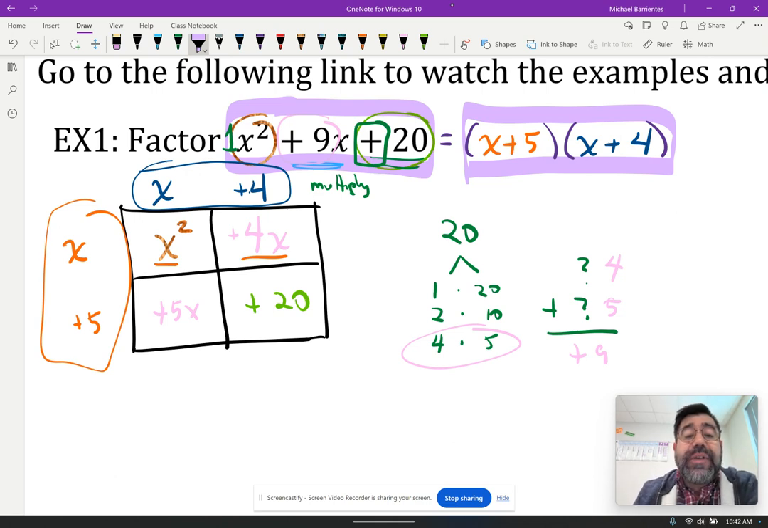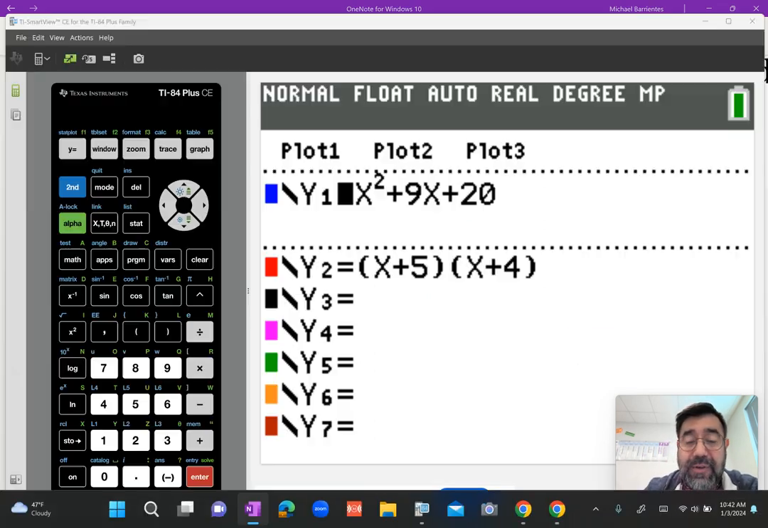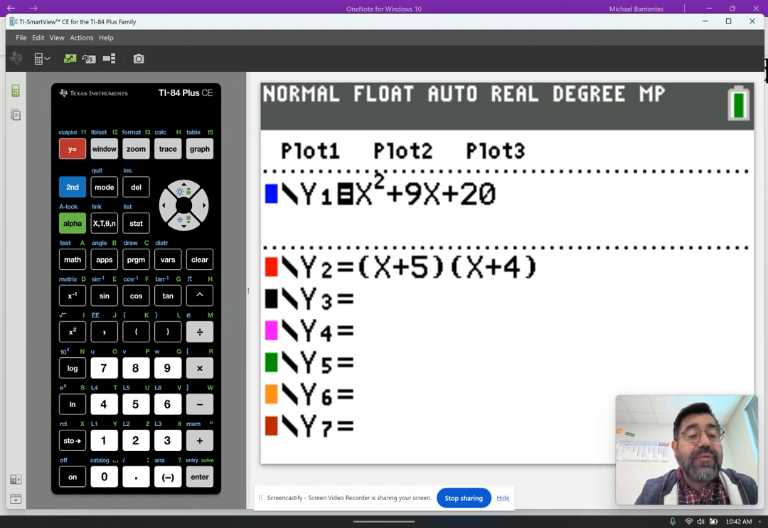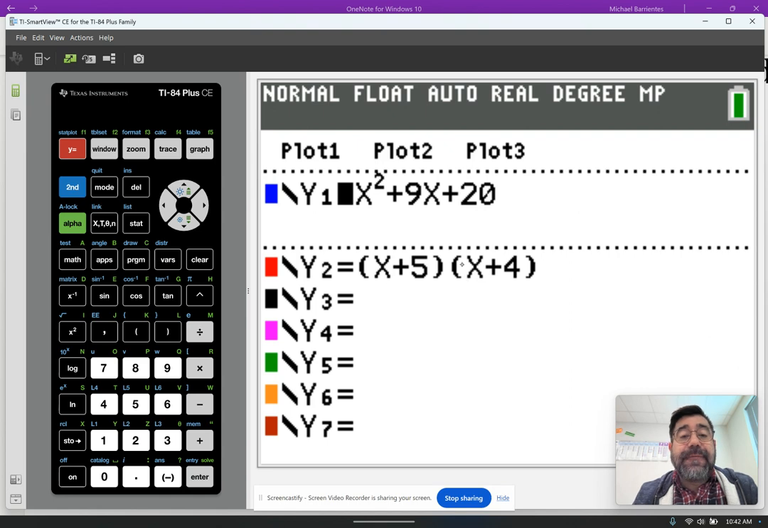One way you can check that is this. If I put the original quadratic trinomial as a function into my calculator and graph it, and then put the other side, the factored version, and graph it, I should see the same thing if they are equal. I just want to show you that really quick. I already put the original trinomial in y1. So I went to y equals, and I typed in the original trinomial. And then in y2, I put my factored version, x plus 5 times x plus 4, because if this actually does give me x squared plus 9x plus 20, then I should see the same thing when I graph it.